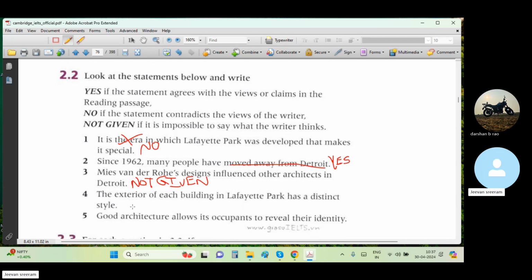Fourth one. The exterior of each building in Lafayette Park has a distinct style. Is it yes, no, or not given? How do they look from outside? How do the townhouses look from outside? They all look small and similar. Yeah, all are the same. But what about this statement?